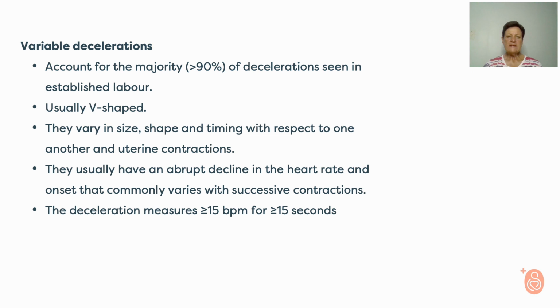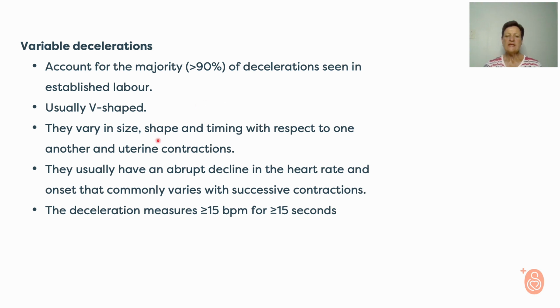Now, variable decelerations account for the majority of all decelerations in established labor. They are responsible for more than 90% of all decelerations during labor. And they are usually V-shaped. The previous decelerations that we've seen, the early decelerations and the late decelerations, were usually more U-shaped. They were not so sharp and deep, more in a U form, because they also take a little bit longer to recover. While here we usually get a sharp deceleration, and it recovers very quickly.